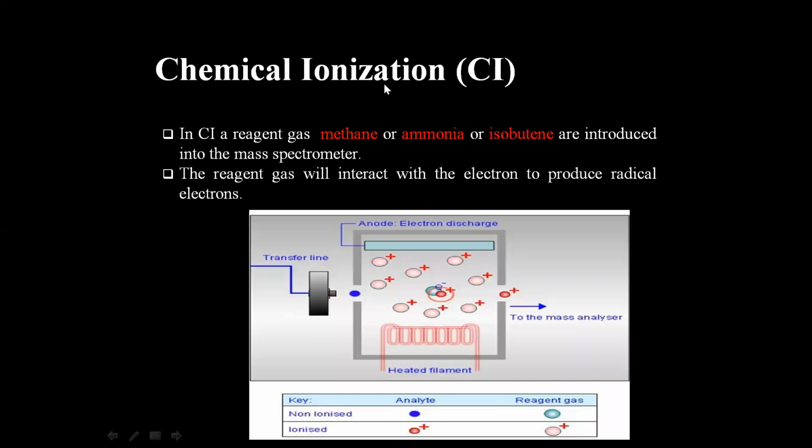Next is chemical ionization. In chemical ionization, a reagent gas, methane, ammonia, or isobutane, is introduced in the mass spectrometer. The reagent gas will interact with the electrons to produce radical ions.